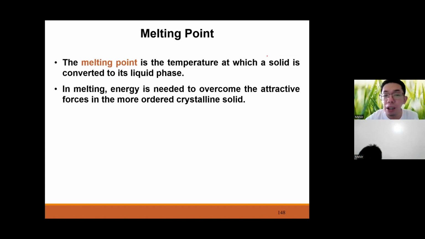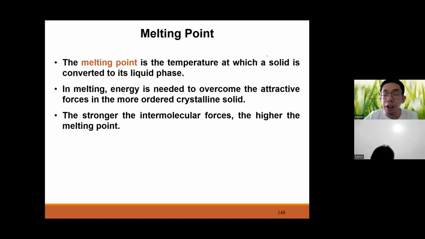Since we're dealing with the melting point, we're converting solid into liquid. So, if that is the case, Josh, you will need more energy. So melting is endothermic now, no? You input energy to break the intermolecular forces of attraction, and then from your ordered solid, it becomes liquid.